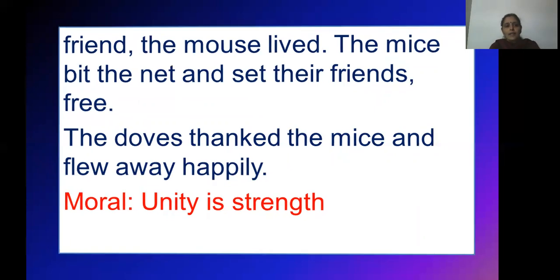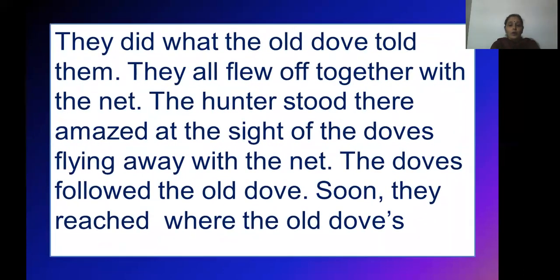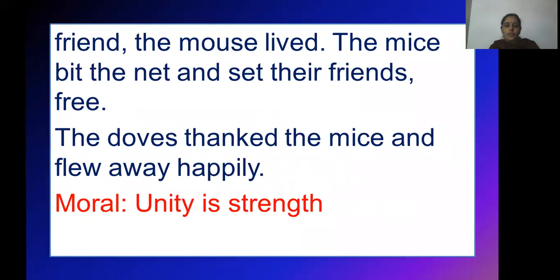Okay, let's see this again. They did what the old dove told them. They all flew off together with the net. The hunter stood there, amazed at the sight of the doves flying away with the net. So they heard what the wise old dove told them and they said, okay, we'll do it. And they all flew off together with the net. And the hunter who had laid the net was amazed at the sight of the doves flying away with the net. So the doves followed the old dove and soon they reached where the old dove's friend, the mouse, lived.